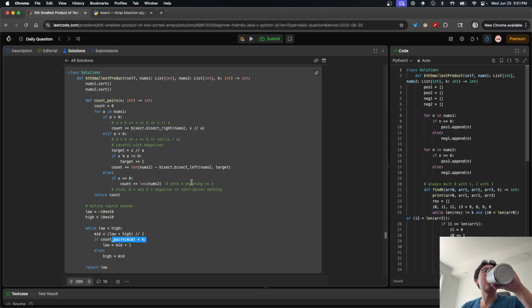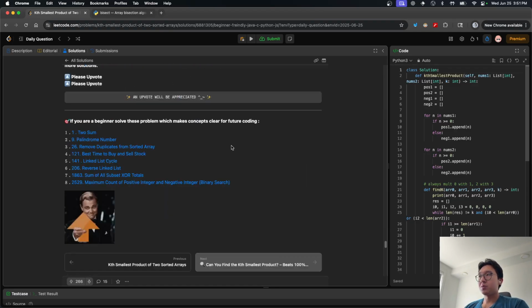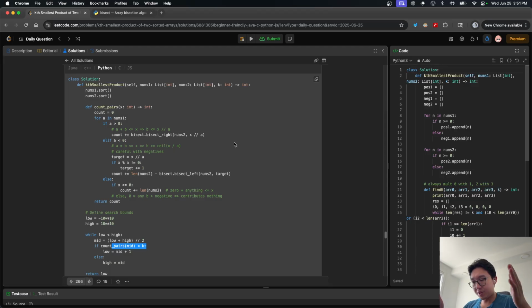Okay, I think I got it. So let's go over it one more time. We start with two numbers, we get the target, and then we count the number of pairs that go up to the target, including the target. If we have too many pairs, that means that we can lower our limit to find fewer pairs. So right is equal to mid.